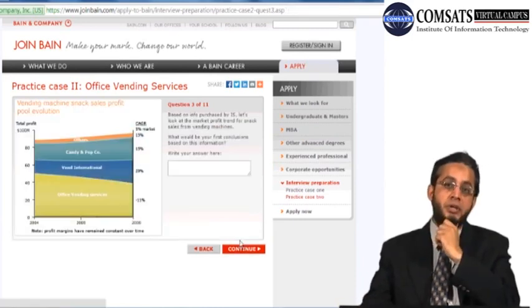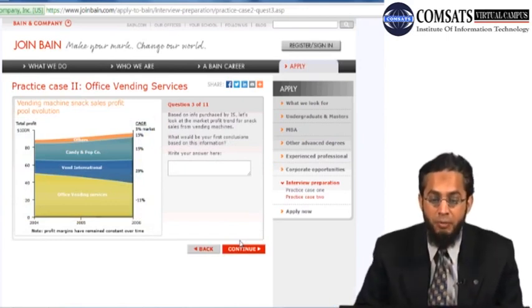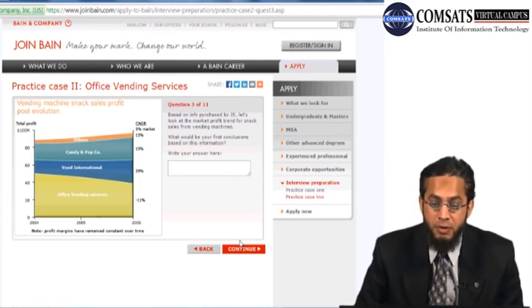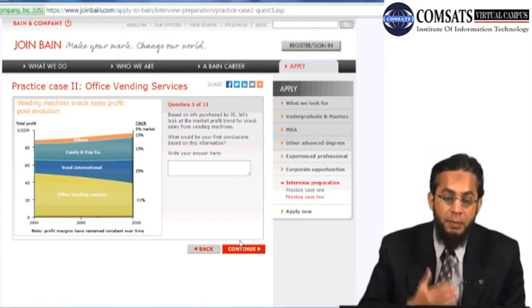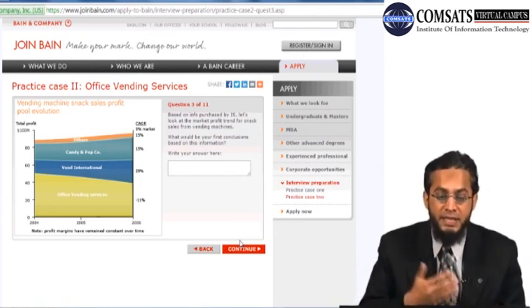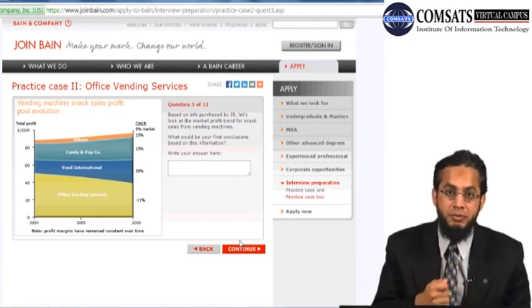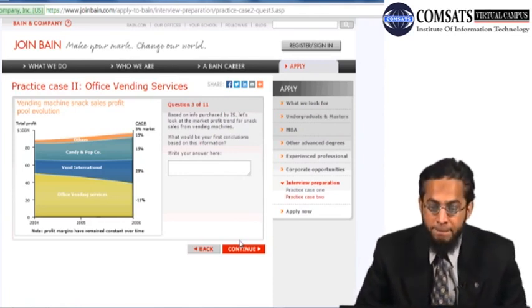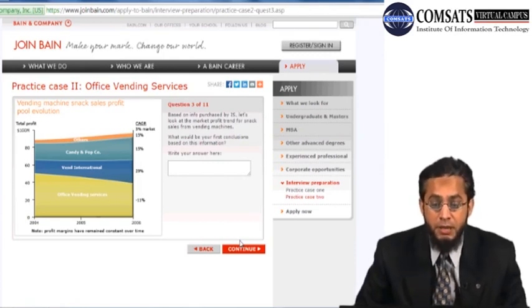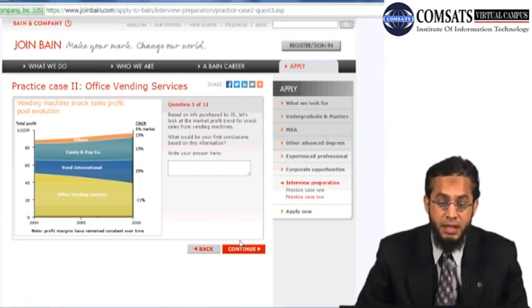Now, question 3 here we talk about based on information purchased by information systems at Bain. Let's look at the market profit trend for snack sales from vending machines. अब यहाँ पे आपको graph given है basically, or these kind of things would be given in the extra part of a case study when it's given to you in a printed form. What would be your first conclusion based on this information? Write your answer here.